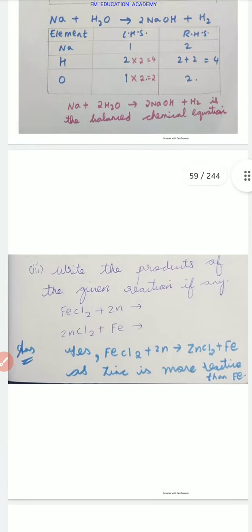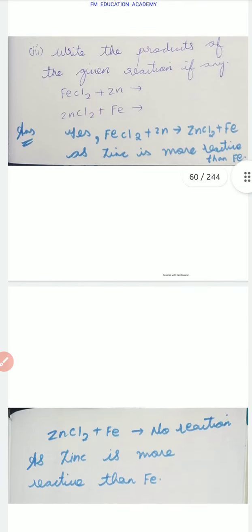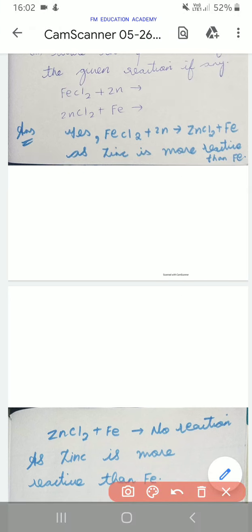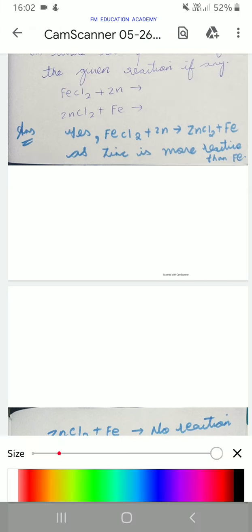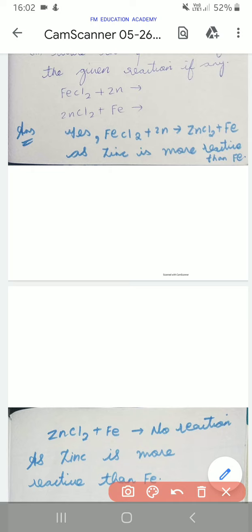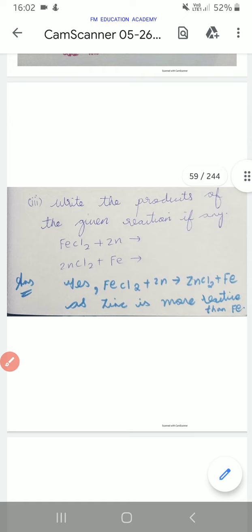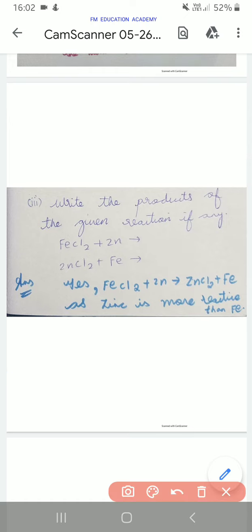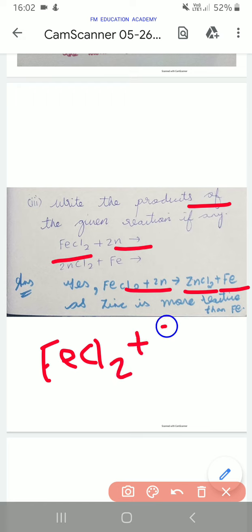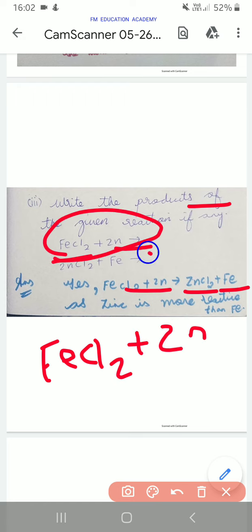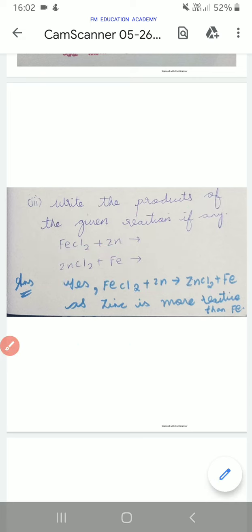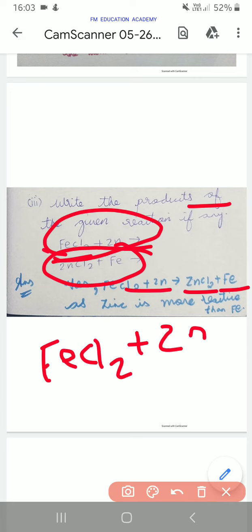Okay, next, write the products of the given reaction, if any. Remember, all these questions are very important, those which came in the previous years. I'm explaining chapter wise so that you will be confident that you have covered all the chapters before going to the exam. So here FeCl2 plus zinc. How do you know whether this will give a reaction? Here the first one will give you a reaction.